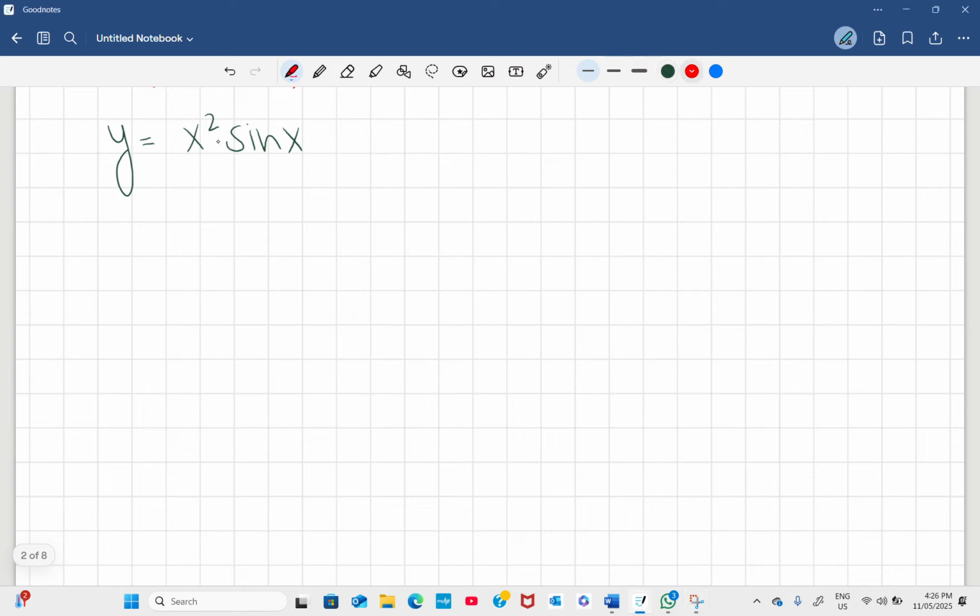Here I have x squared multiplied by sine x, so it's this term, x squared times sine x. So this is my u, this is my v. We have to apply the product rule. U is x squared, u prime is 2x, my v is sine x, and my v prime is cosine x.